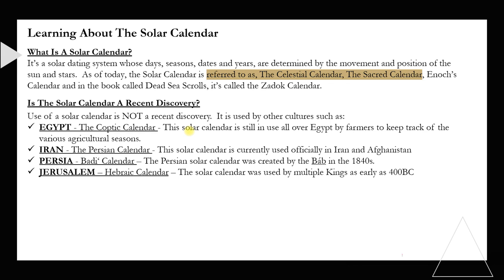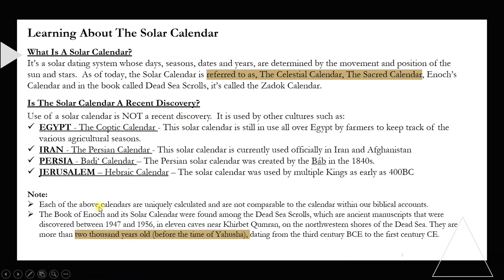The Persian calendar in Iran. This solar calendar is currently used officially in Iran and Afghanistan. In Persia, the Badi calendar. The Persian solar calendar was created by Ba'ab in the 1840s. And actually in Jerusalem, there was the Hebraic calendar. And this solar calendar was used by multiple kings as early as 400 BC, which we do plan on improving as the time moves forward in the lesson.